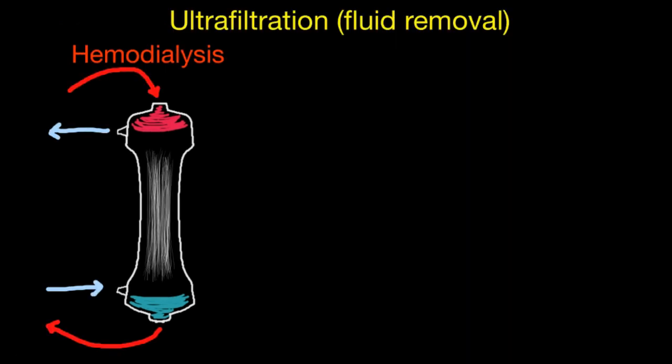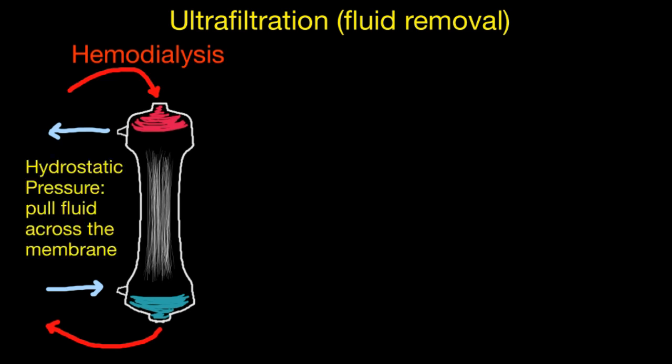So now it's time to talk about ultrafiltration or fluid removal. Everything we talked about before was about diffusive clearance of solute, so removing things like potassium, uremic toxins, and the like. Now we're talking about removing actual fluid because, as you may know, patients with kidney failure can't excrete water and salt, so they can become hypervolemic or volume overloaded. They can have pulmonary edema, lower extremity edema, and so we have to have some way of regulating fluid balance, and we have to do this through dialysis for patients with end-stage kidney disease.